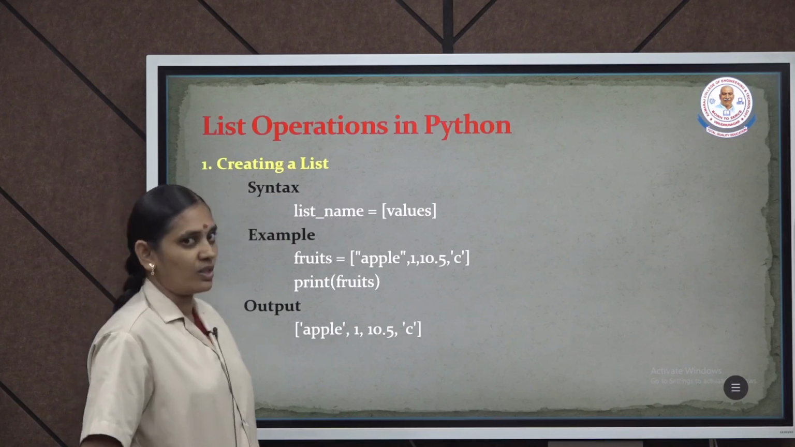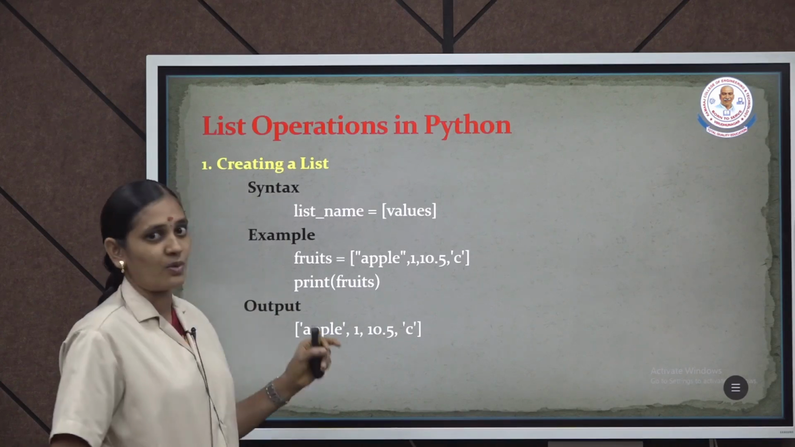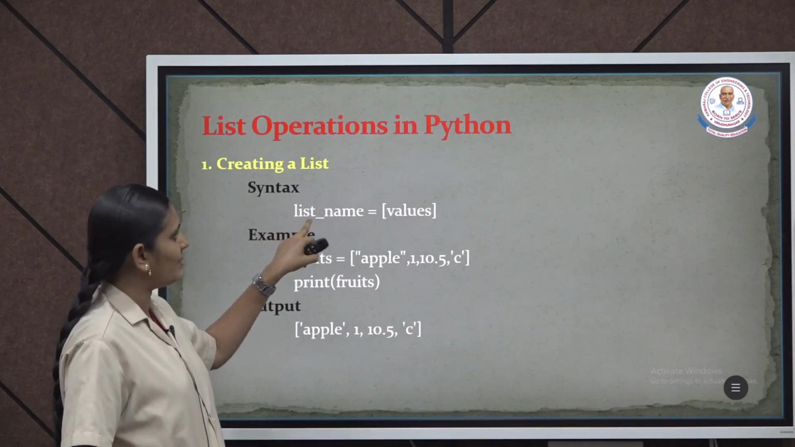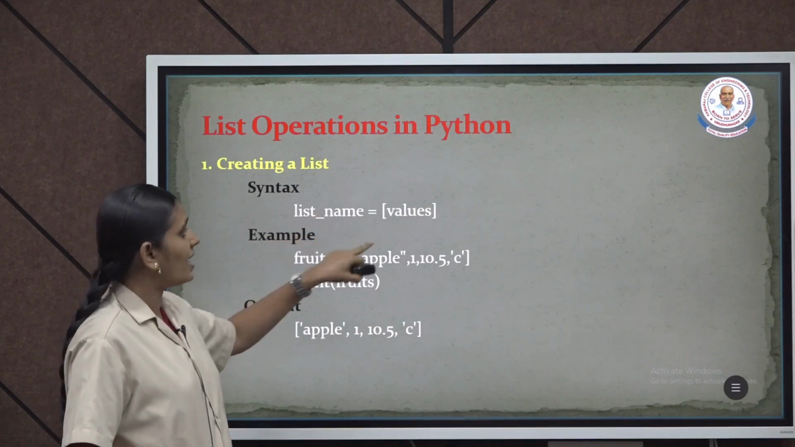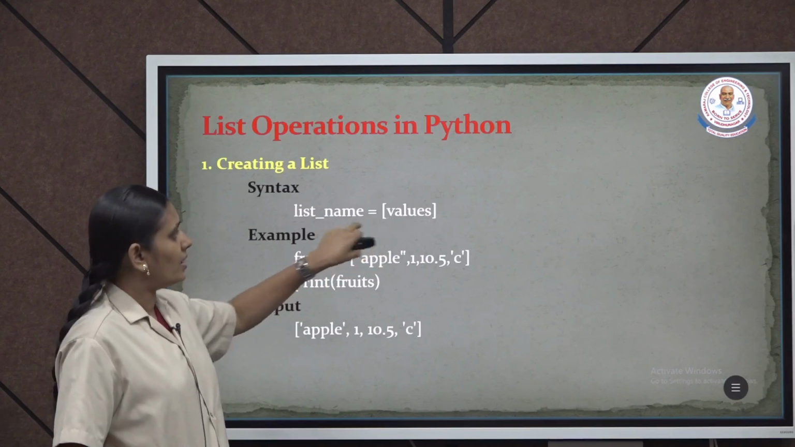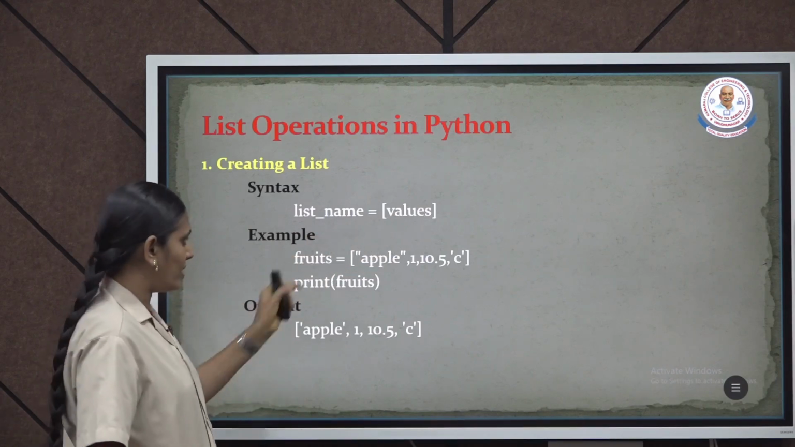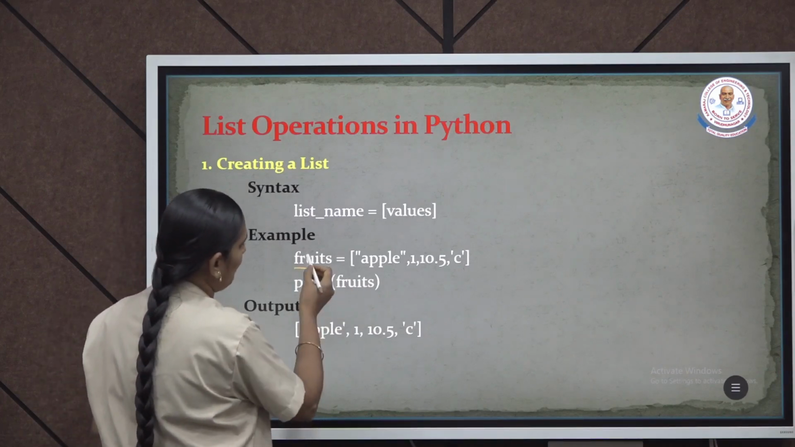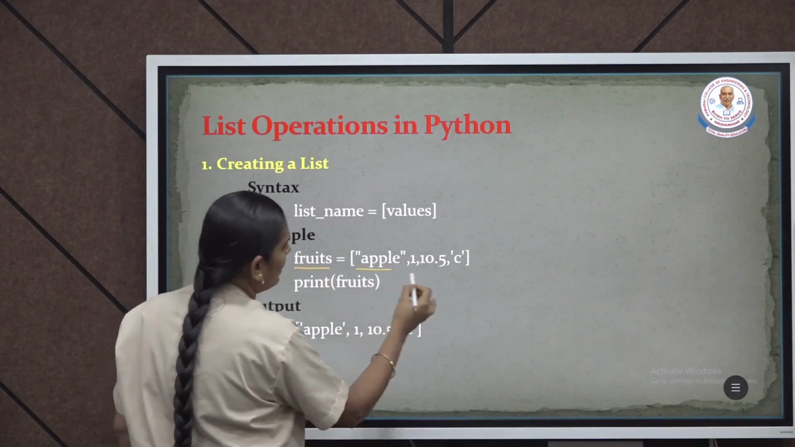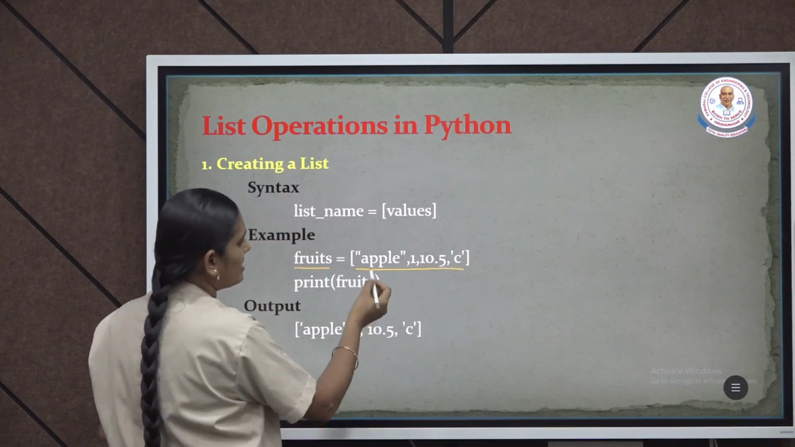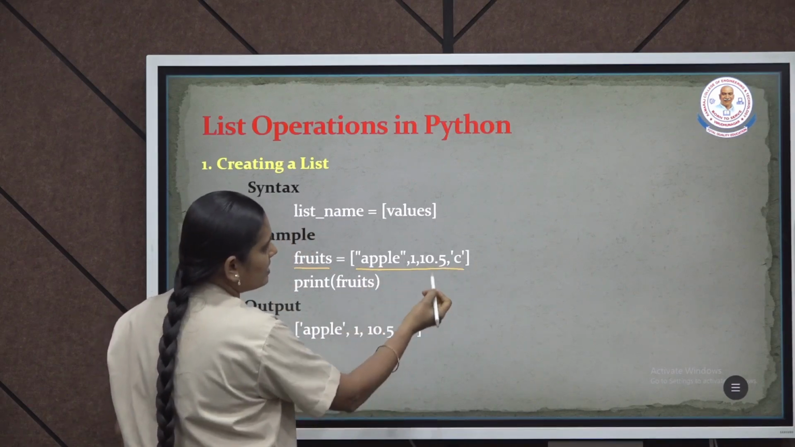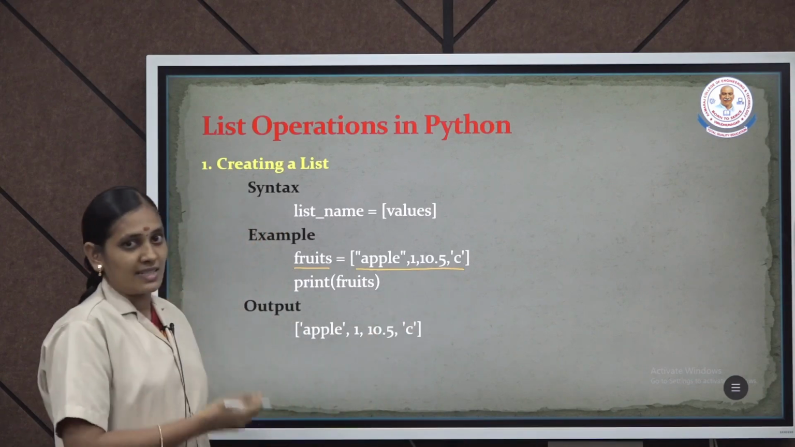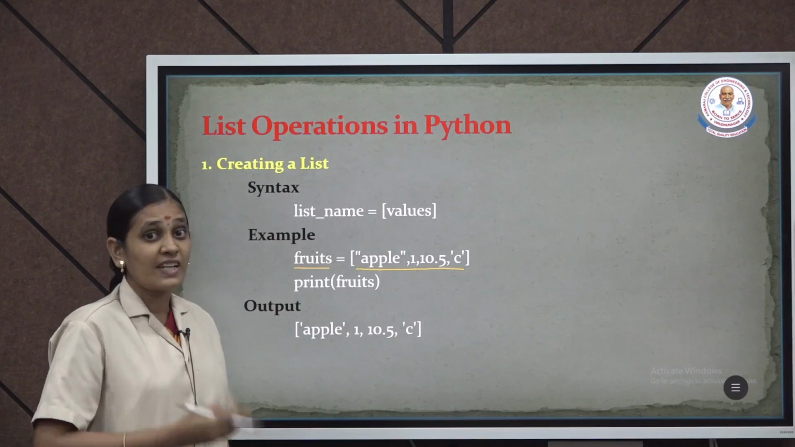List operations in Python. First we have to create the list. For creating a list, this is the syntax. First we have to define the identifier, that means we mention the name of the list, and within the square brackets we give the values for the list. For example, here we have created a fruits list. The name of the list is fruits, and I have given elements to the list. This is a string, this is an integer value, this is a float value and this is a character. So in this list, as I said before, we can store different data types.